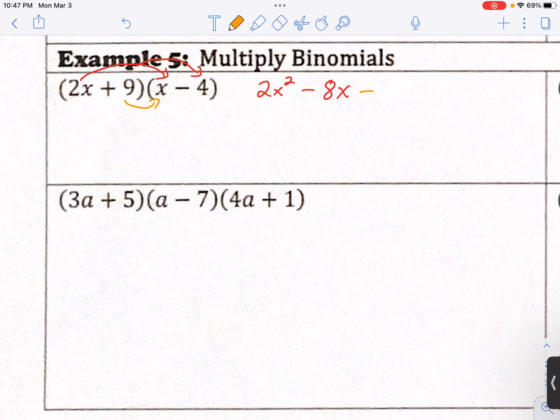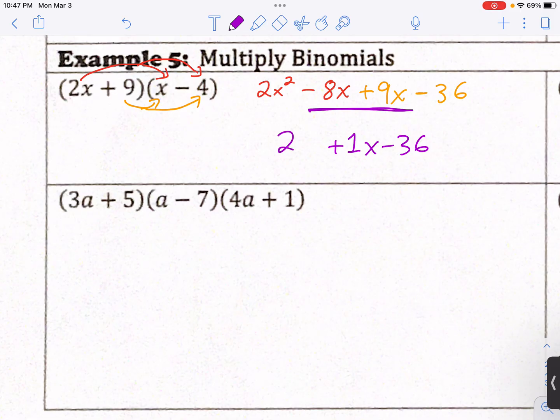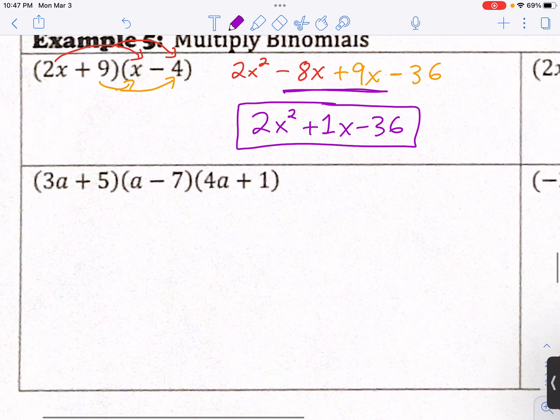9 times x, that's going to give me positive 9x. That's inside. And then last is going to be 9 times that minus 4. That's going to be negative 36. All right. Last step now is just to simplify, combine like terms. Usually it should be these middle terms. I should get negative 8x plus positive 9x. That's going to give me positive 1x. Minus 36. And then we get 2x squared. All right, there's that one.